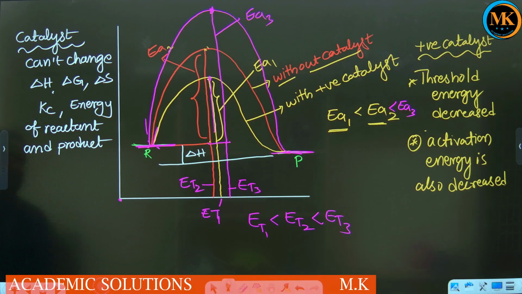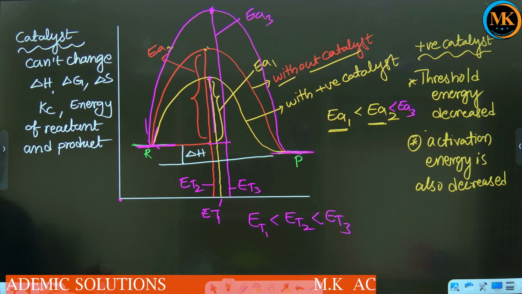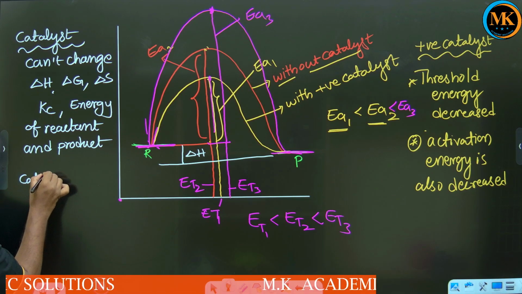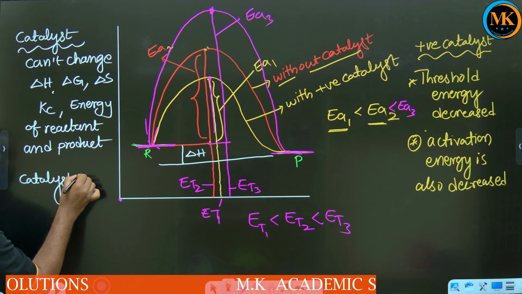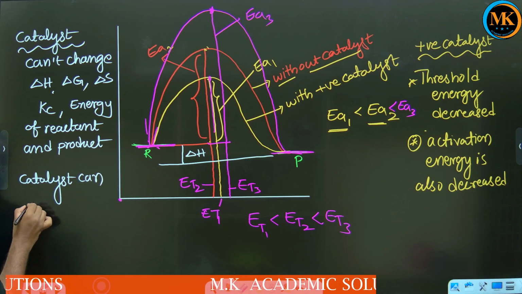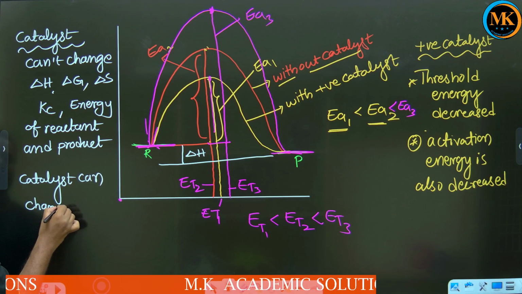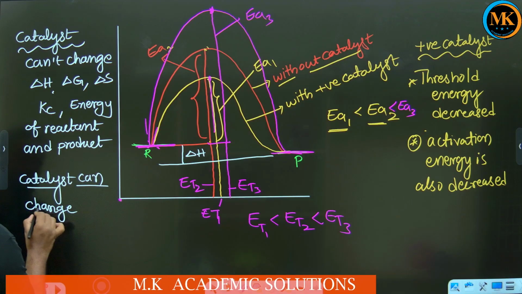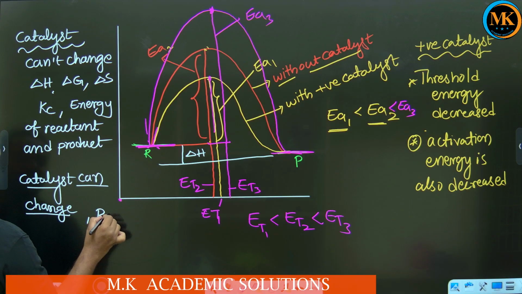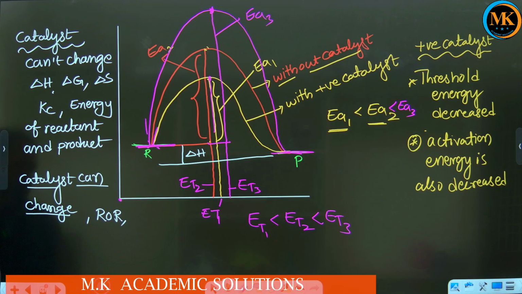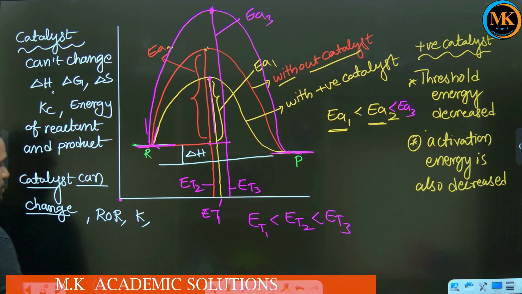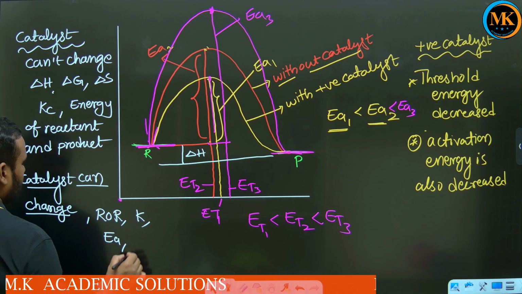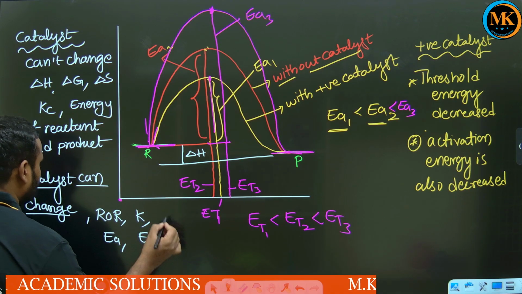And what can a catalyst change? A catalyst can change the rate of reaction, and also the rate constant. Activation energy it can also change, and threshold energy it can also change.